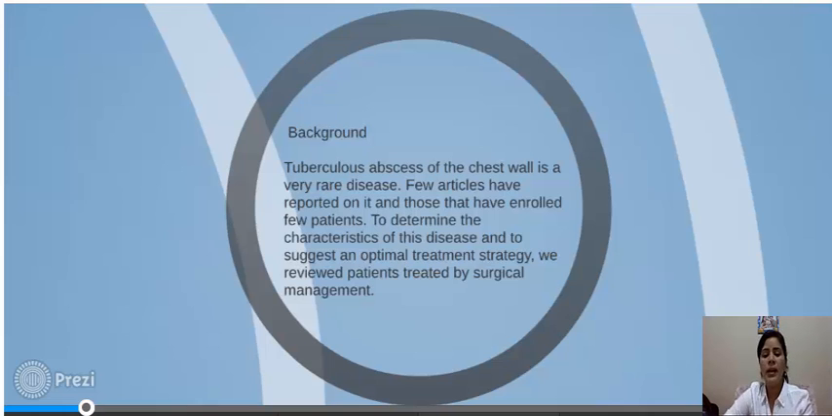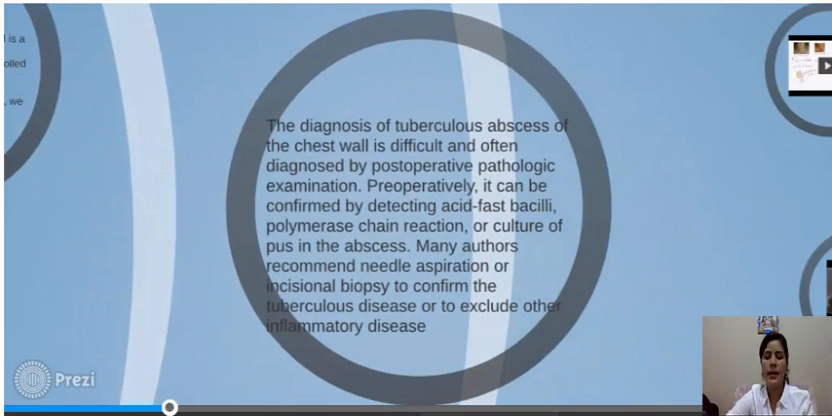To determine the characteristics of this disease and to suggest an optimal treatment strategy, we review patients treated with surgical management. The diagnosis of tubercular abscess of the chest wall is difficult and often made by postoperative pathology examination.